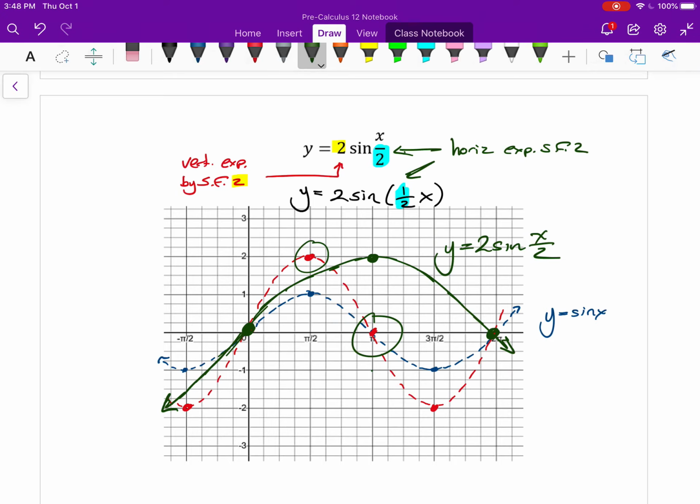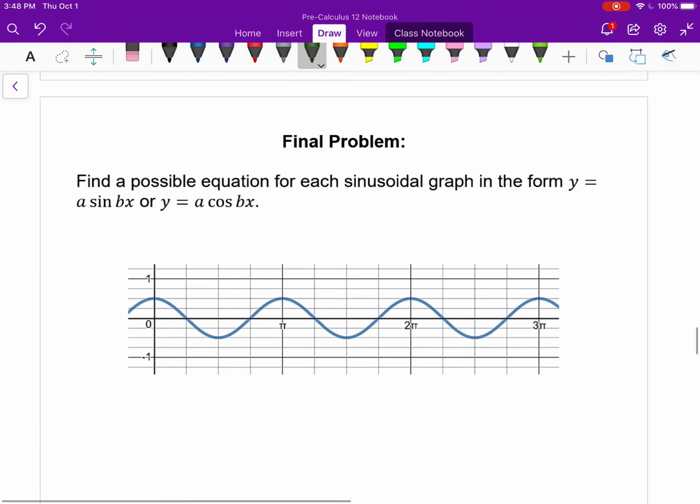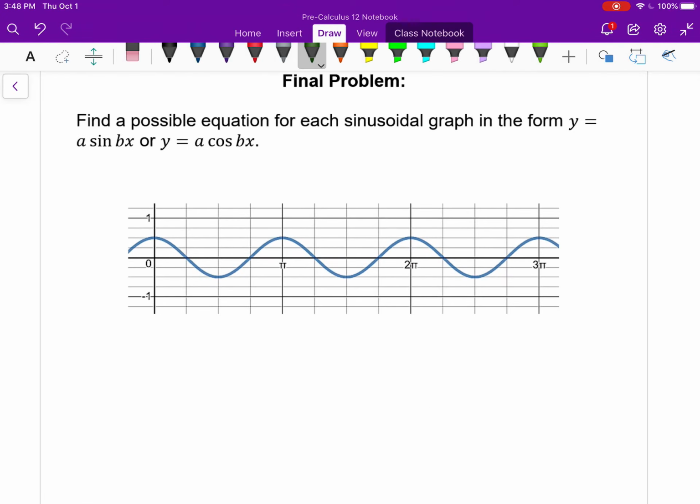All right, so the last question has two parts to it. I give you a graph, and you want to write a possible equation in the form y equals a times sine bx or y equals a times cos bx. So really, just a vertical stretch of some sort or a horizontal stretch or reflection of some sort, no translations.